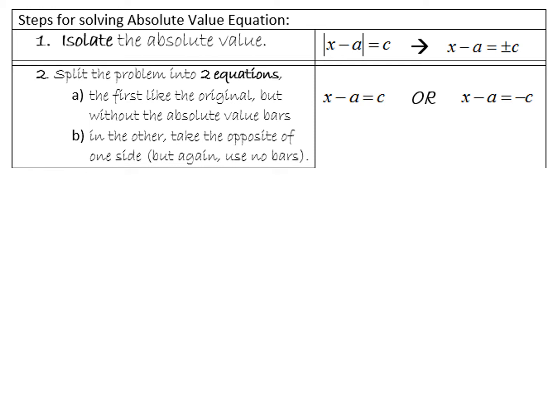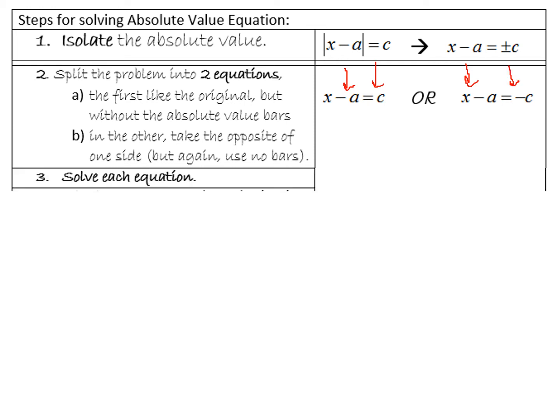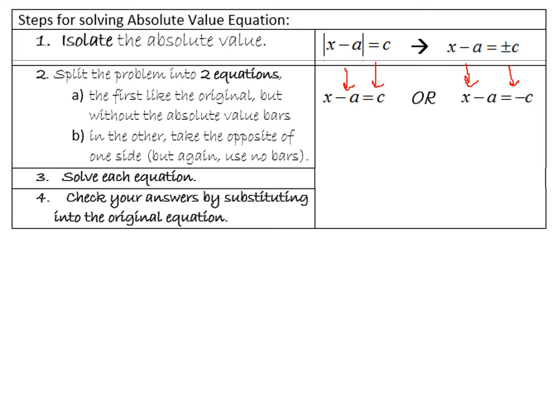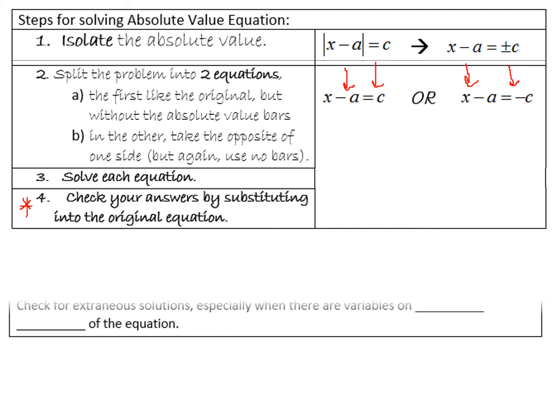So if you take a look here, we have x minus a, which looks just like the original. So this is x minus a is equal to c. The other one looks just the opposite of the original, still x minus a, and it is equal to negative c. Once we do that, we're going to solve each of the equations, and we must, I can't stress this enough, we must check our answers.